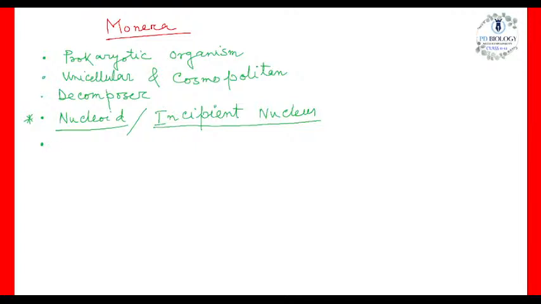So next, they lack membrane-bound cell organelles like mitochondria, nucleus, chloroplast. They are lacking here.